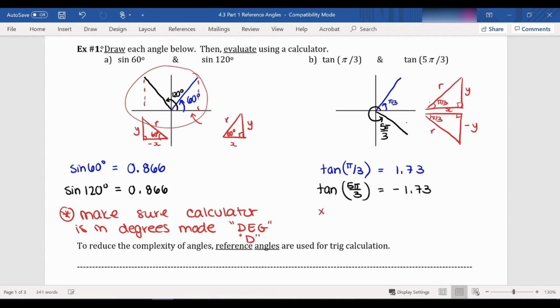Okay. So for this one, we need to make sure calculator is in radians mode. Again, most of them won't say the word radians. It'll either say RAD for radians or just an R.